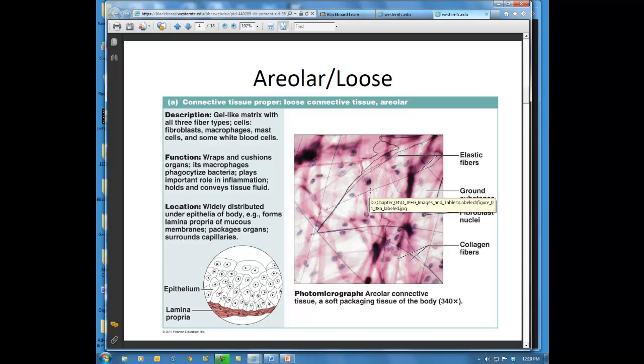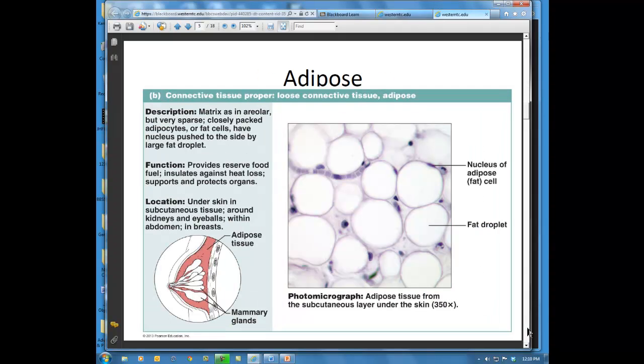The next tissue is adipose. Adipose tissue, another name for that is fat. So we find fat also underneath the skin, scattered among the areolar or loose tissue. We also find fat tissue. And this looks very uniform in thickness as far as the edge of these cells. We're looking at a plasma membrane here of each individual cell.